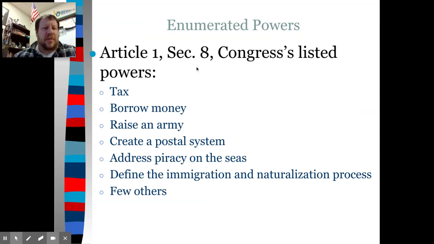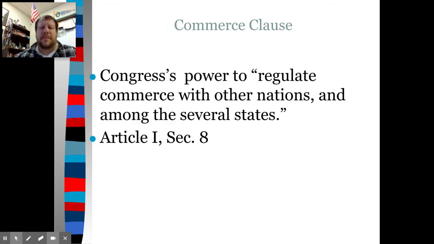Article 1, Section 8. You find that and take a look at it here. The main powers of Congress are all listed here. This is what I consider to be the most important part of the Constitution: the government can tax, can borrow money, raise an army, all the things that they can do in those enumerated, or listed, powers. The Commerce Clause is used for all kinds of laws because they can regulate commerce among the several states, which means that anything that crosses the state line, don't forget, the federal government can regulate.